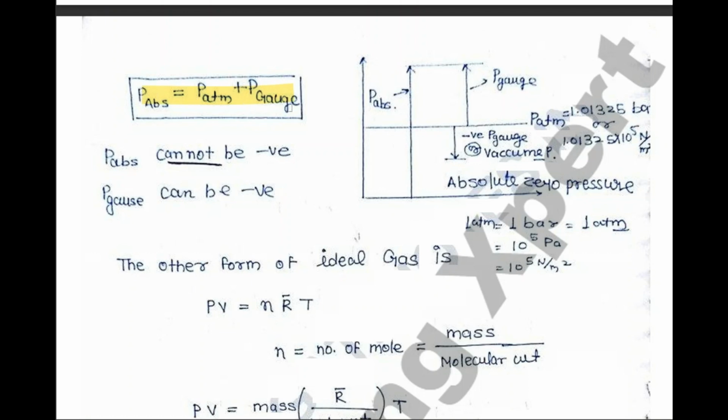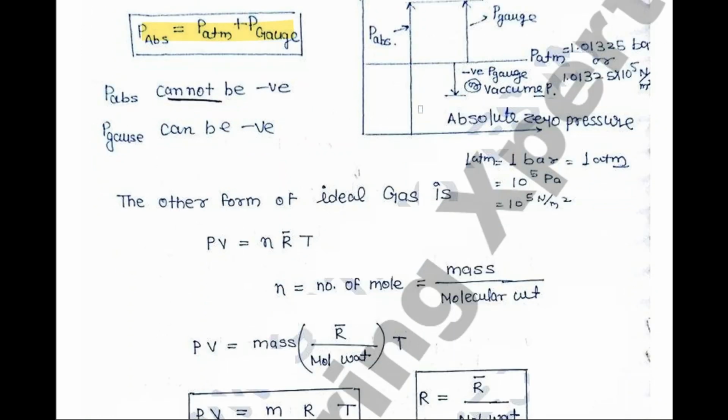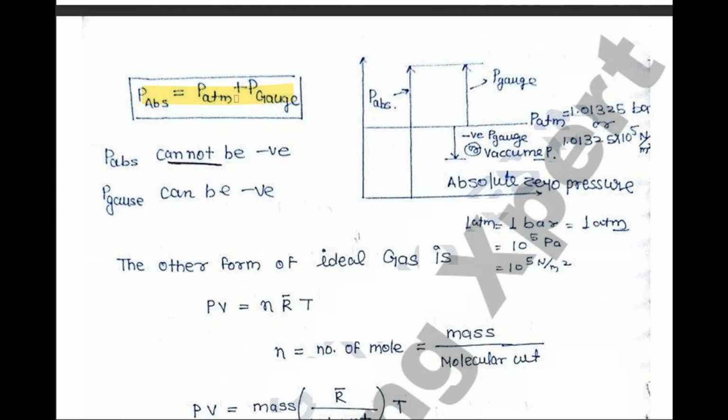Okay, so here are some notations that may be used quite frequently in the coming chapters, like P absolute equals P atm plus P gauge. Absolute pressure is always measured from the bottom line, that is zero. Pressure will be zero when P absolute is zero, and it will be vacuum then. P atm is the atmospheric pressure, and P gauge is the pressure above the atmospheric pressure. So here the equation comes from this.